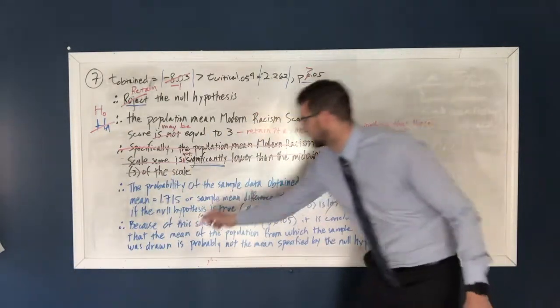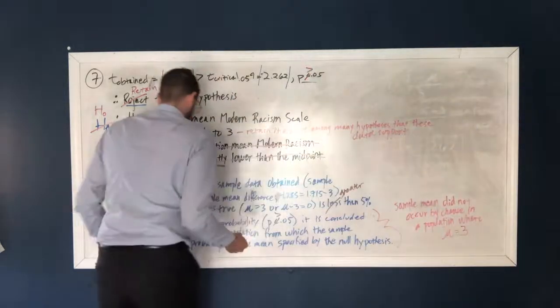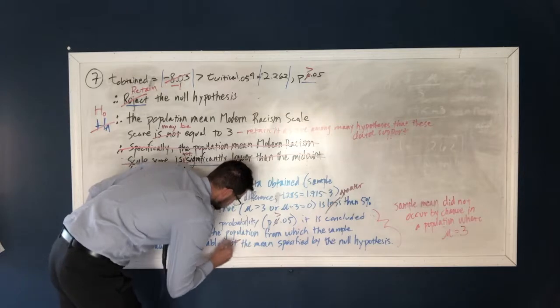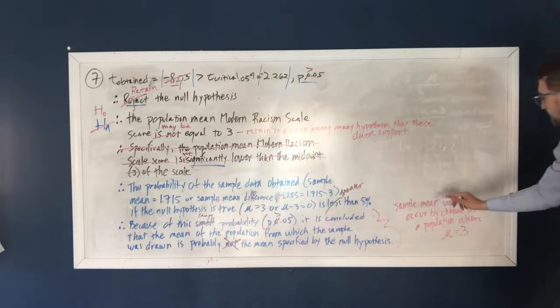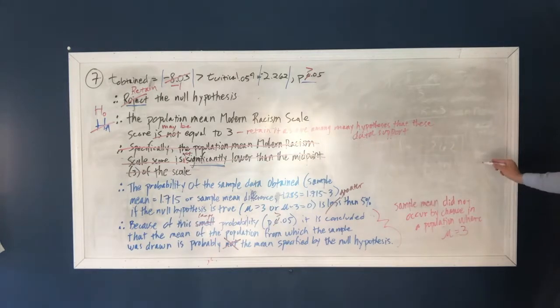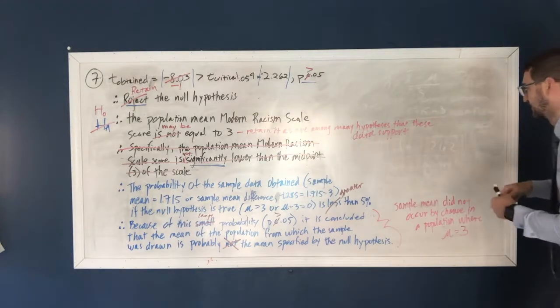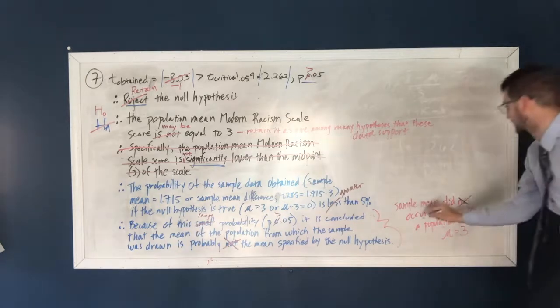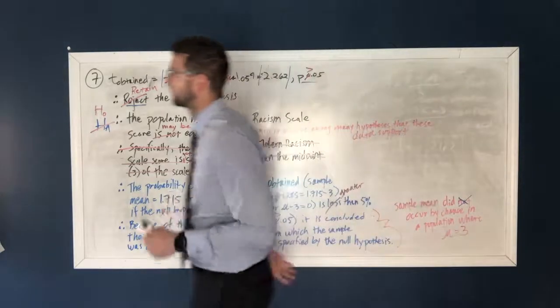It is concluded that the mean of the population from which the sample was drawn is probably the mean specified by the null hypothesis. Sample mean did, so this would change to: sample mean did occur by chance in a population where mu equals 3.